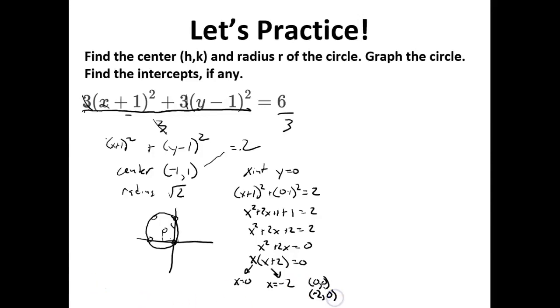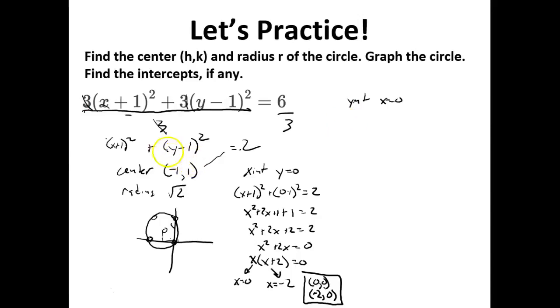And those 2 points, (0, 0) is right there, (-2, 0) is right there. So those are my two x-intercepts. My two y-intercepts, if there are two of them, are going to be where x is equal to 0, because it's neither left nor right.